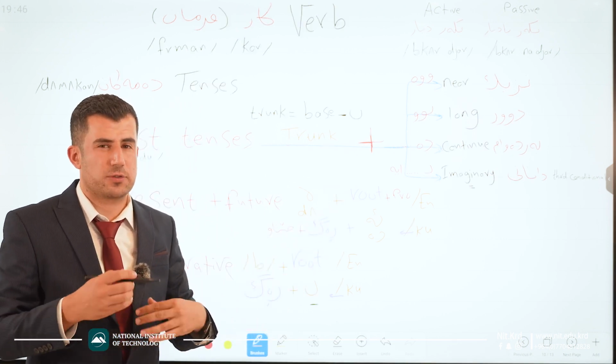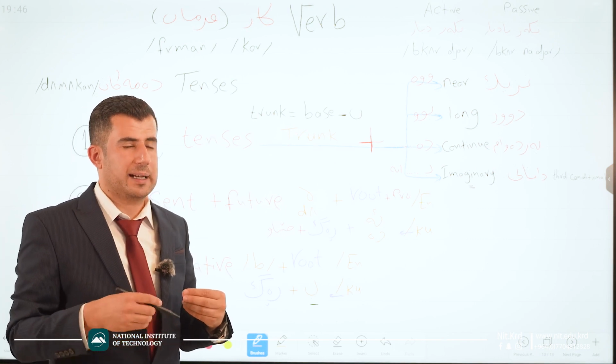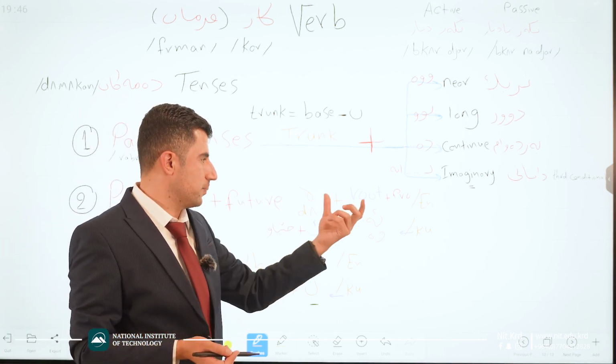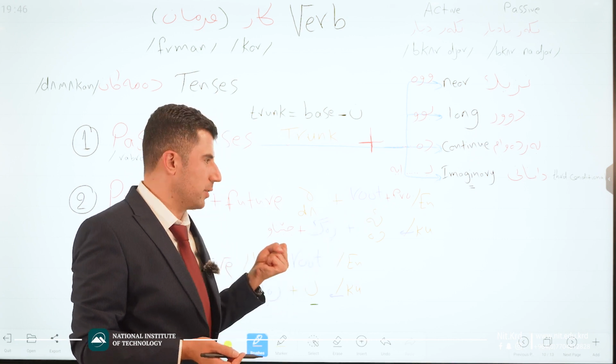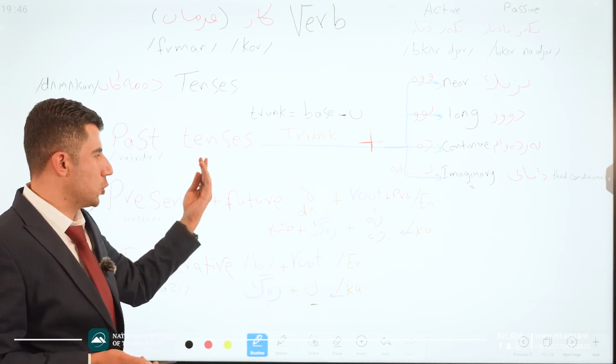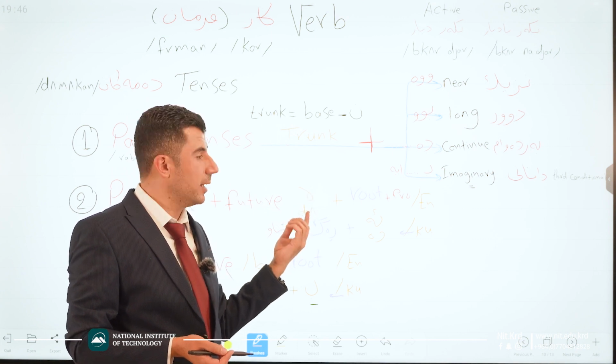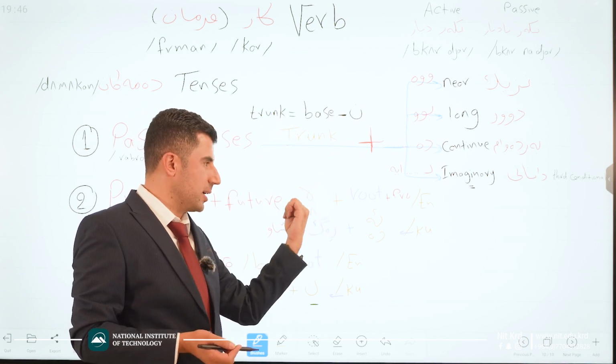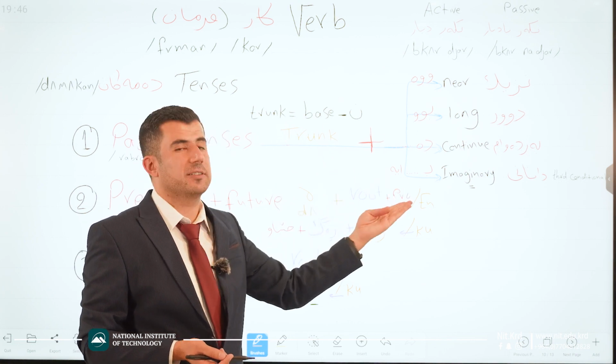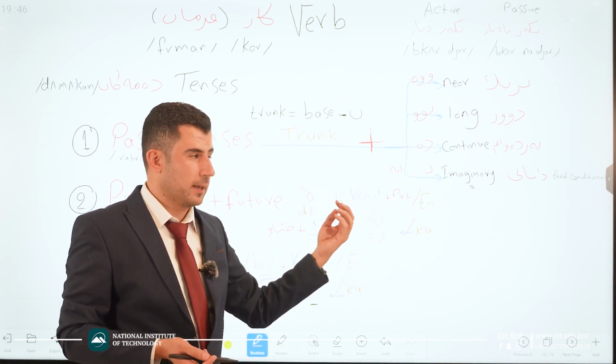We have some process for making the root of the verb. God willing, we'll discuss it later. But when we bring the root of the verb, we have to add a or da at the beginning of the root, and at the end we have to add a pronoun.